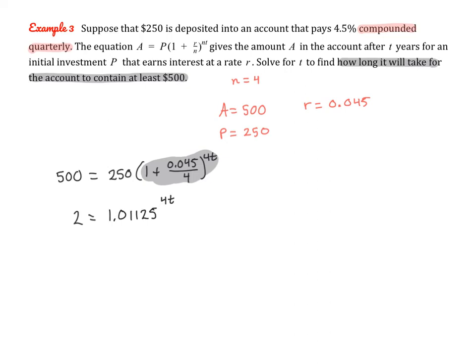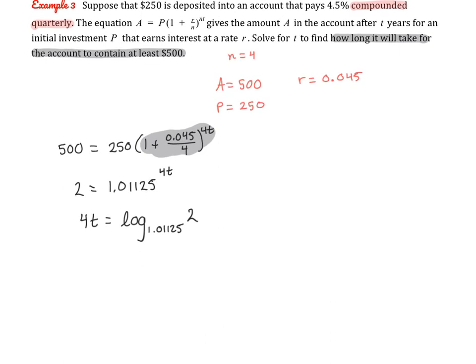So instead of taking the log of both sides, since our base is kind of strange, let's rewrite this as a logarithmic equation. So our exponent is 4t, so logarithms define exponents. So the log base 1.01125 of 2. And then our last step will be to divide both sides by 4. So we're dividing that entire logarithm by 4, all over 4.